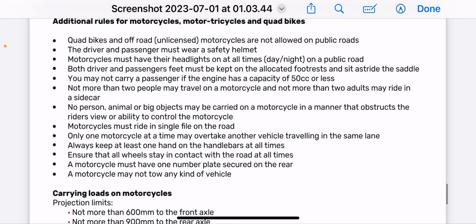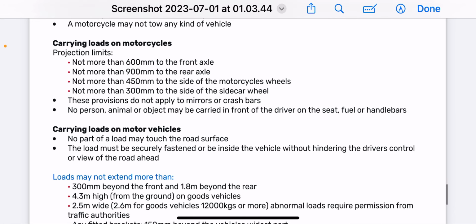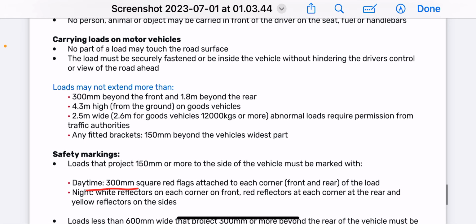Right, and then additional rules. This one's for motorcycles, I'm passing it. This one is for motorcycles carrying loads, I'm passing it. And then carrying loads on motor vehicles. This is where I am starting. All right. No part of a load may touch the road surface.